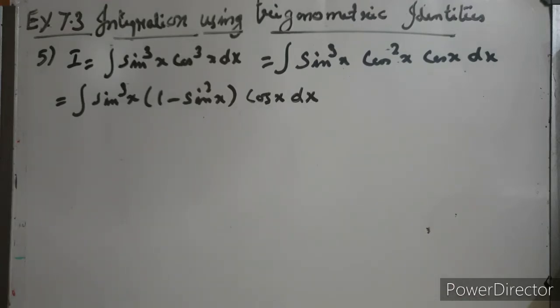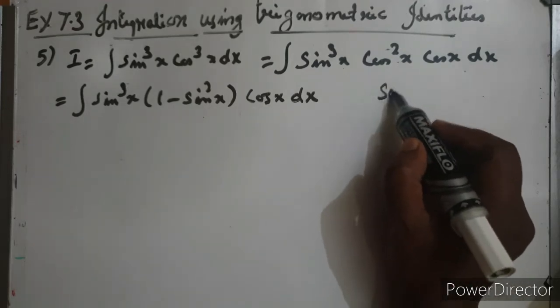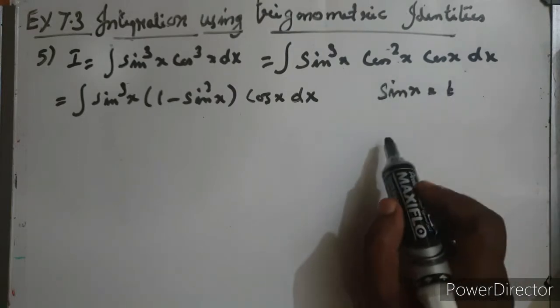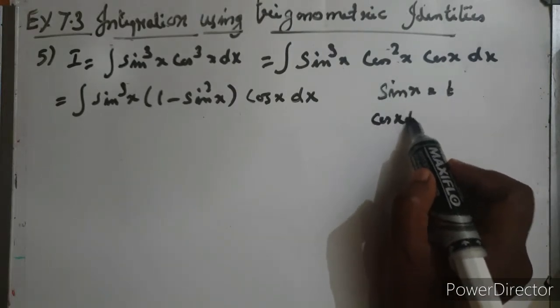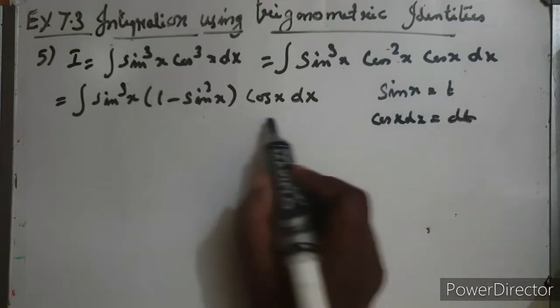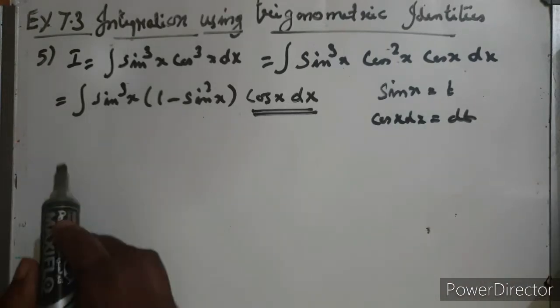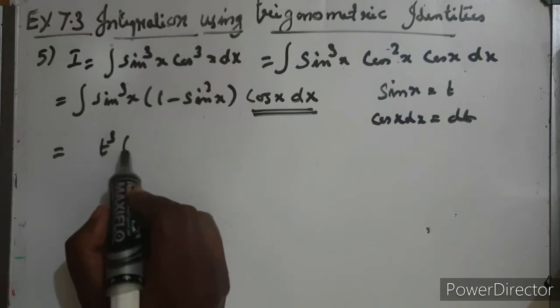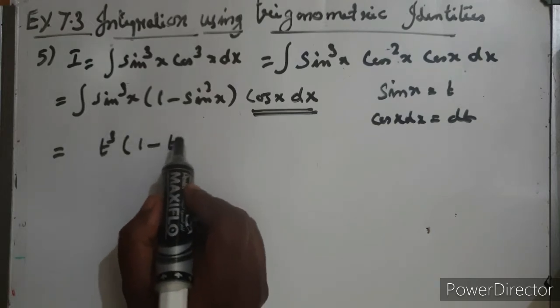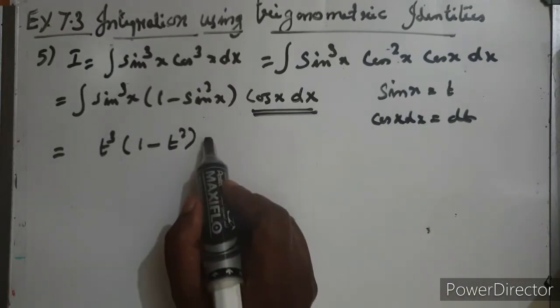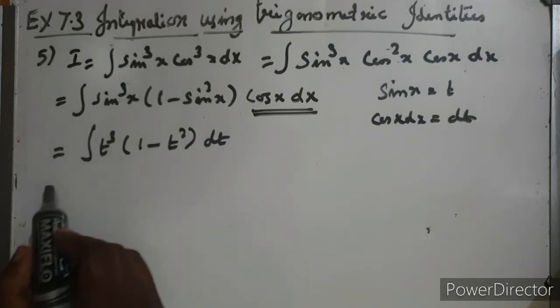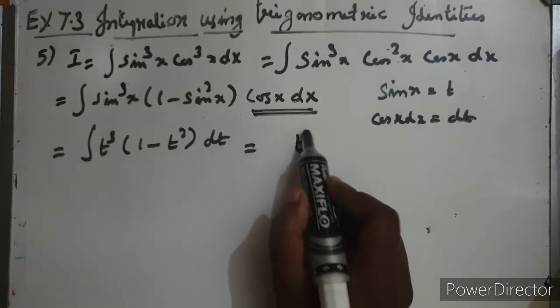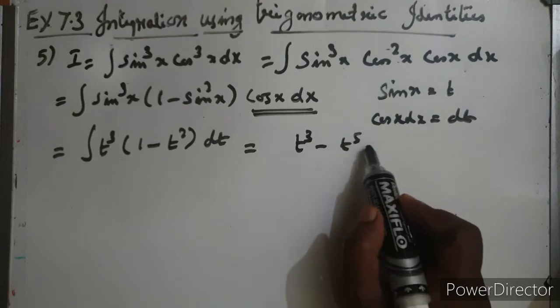Now I am going to use the substitution method. So taking sin x as t, differentiating this, we get cos x dx equal to dt. Here we have cos x dx and sin x. So substituting this, we get t cube into (1 minus t square) dt. Now we have to integrate this. First we will multiply: t cube minus t power 5 dt.